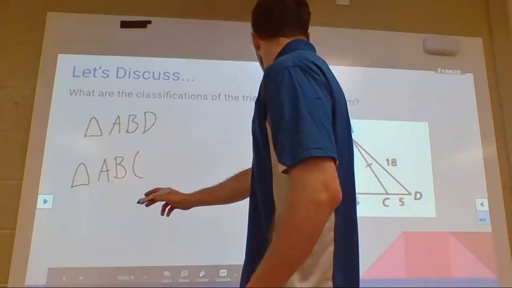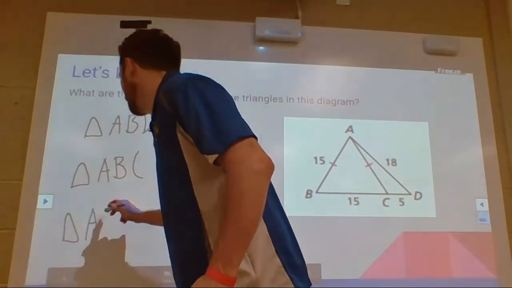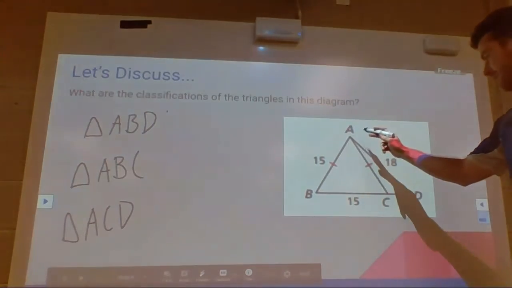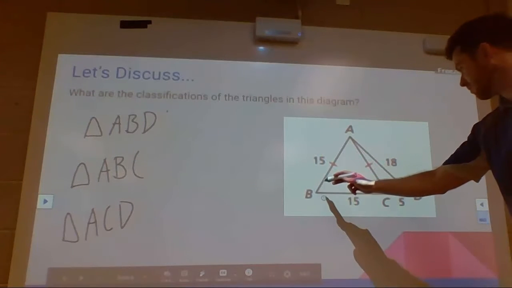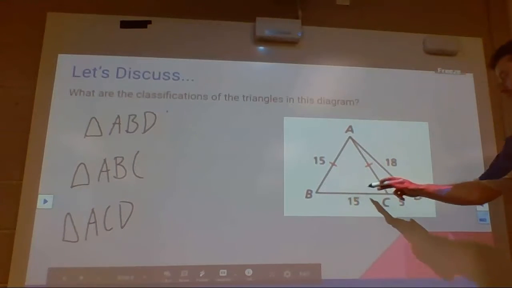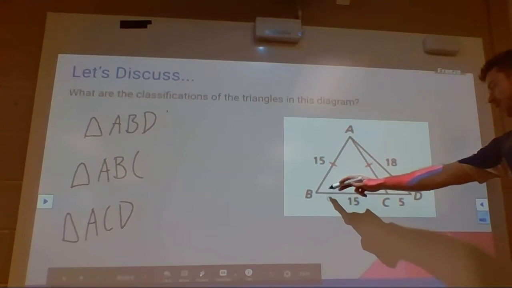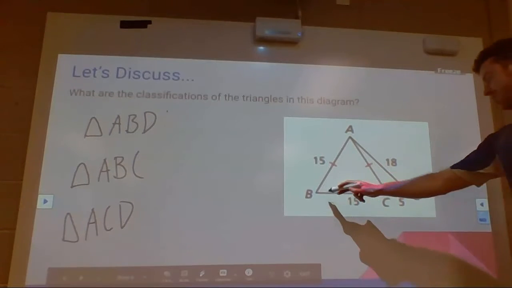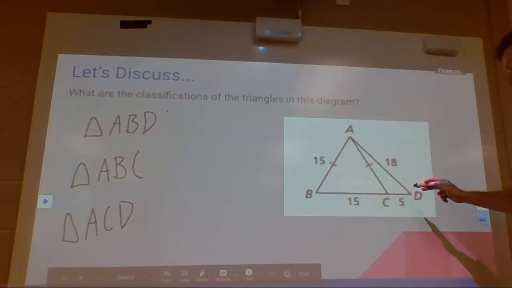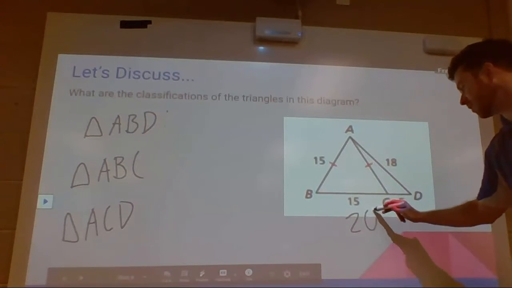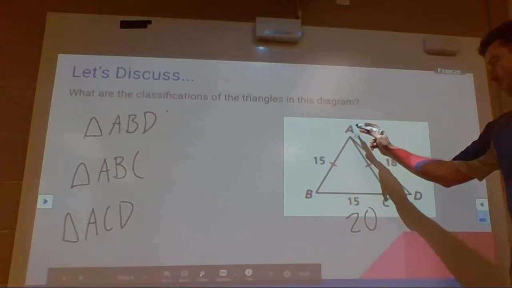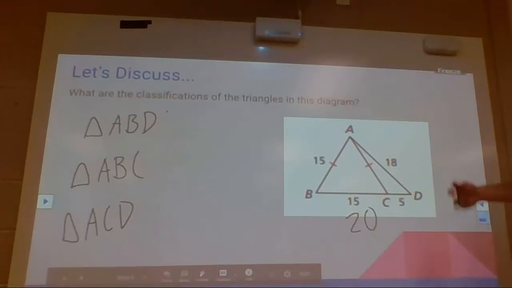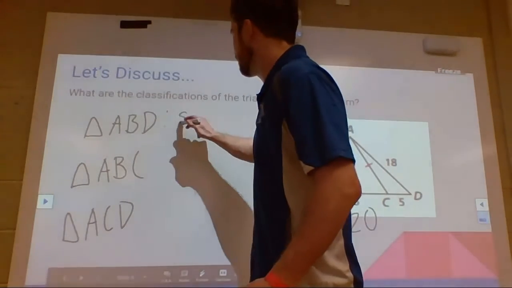And we have another triangle, triangle ACD. All right, so for ABD, the big triangle, it has a side length of 15. Now, this whole side is BC plus CD. So we have to add 15 plus 5 to get the length of BD. So that length is going to be 20. 15 plus 5 is 20. So the lengths of ABD are 15, 20, and 18. None of the side lengths are the same, so it is scalene.